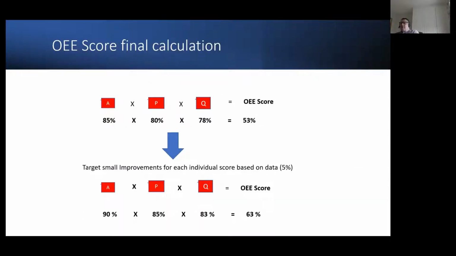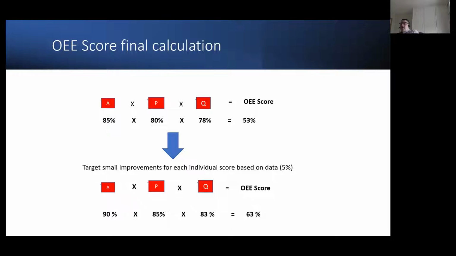So if I look at the figures I got on the top line here, I had availability of 85%. The performance of the machine was at 80% and my quality coming off the line was 78%. So my overall score is 53% OEE for this line. And how we do that calculation is 0.85 by 0.8 by 0.78, which gives us 53%.